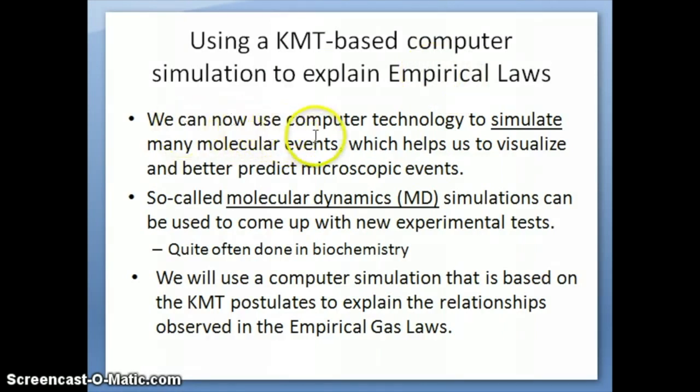This is really a fairly common practice these days because we have computer technology. You can program a particular mathematical equation or several mathematical equations into a computer program, and afterwards you can run these simulations to create different types of events, and that helps us understand what's going on microscopically, and that allows you to make further tests to test your hypotheses.